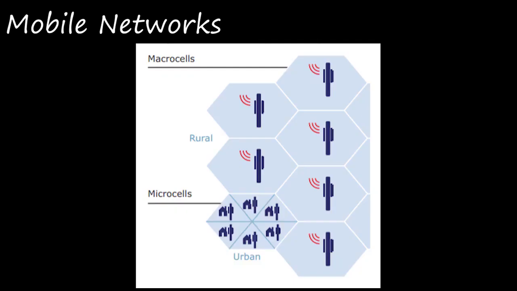The next one is mobile networks. A mobile network, or cellular network, is made of a large number of signal areas, right? We will call each one a cell. Okay, these cells join to form a large coverage area.